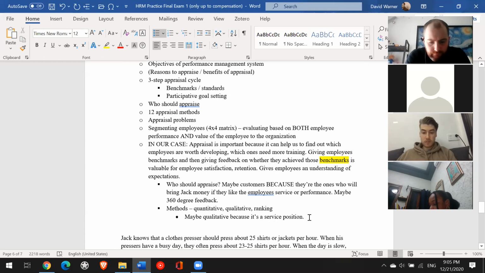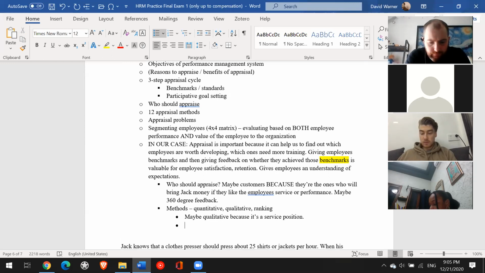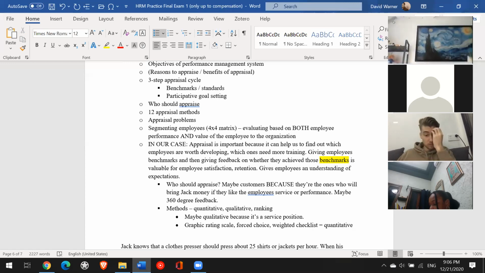Qualitative, it's a service position, but what does qualitative method mean? Oh, like forced choice and weighted checklist, those things, right? Yes. Graphic rating scale method then, qualitative. Okay, well, that's quantitative. Oh, is it? Oh, I thought it was qualitative. No, because it has numbers. Graphic rating scale, forced choice, and weighted checklist are all quantitative. Qualitative would be more like writing essays. Critical incident method, those things would be.